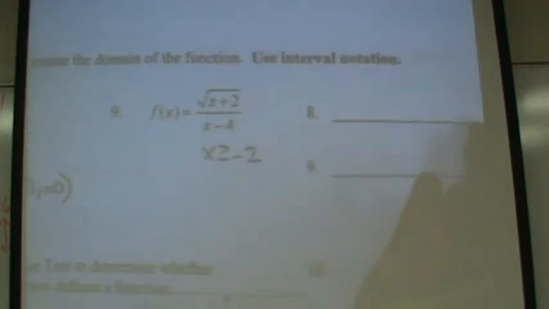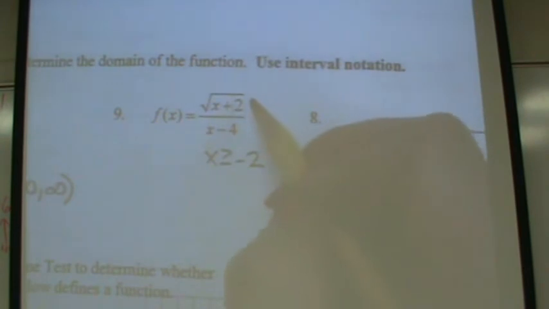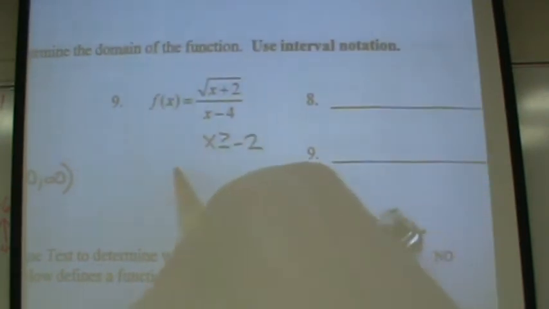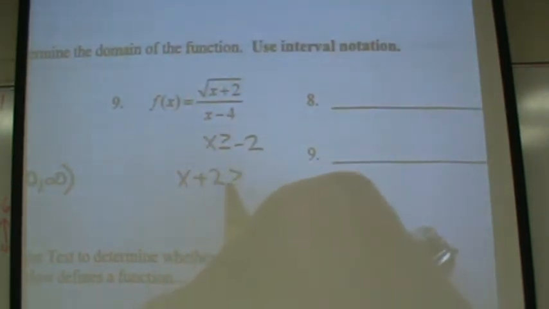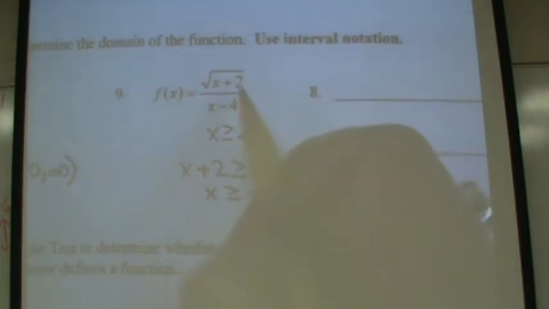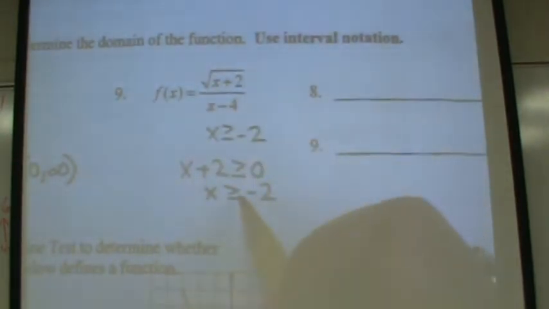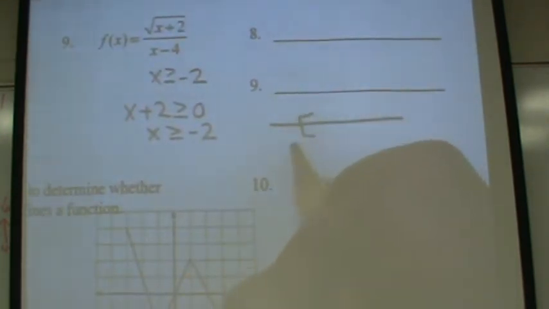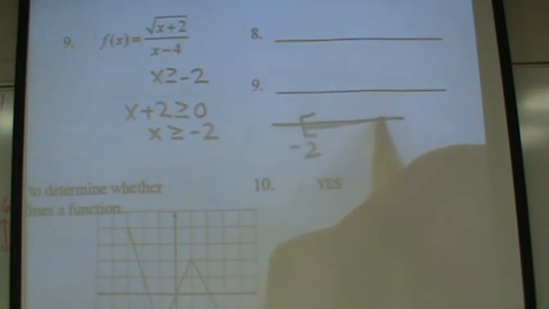For number 9, you have 2 things going on. You have a radical and you have a fraction. Well, radicals, if it's a square root radical, you can't have a negative number in here. So what you do is you set x plus 2 greater than or equal to 0, subtract 2. So the only x values I can use for the numerator are numbers that are greater than or equal to negative 2.